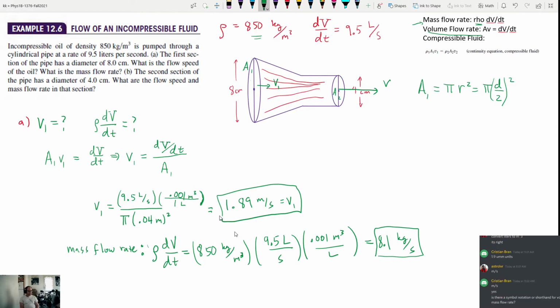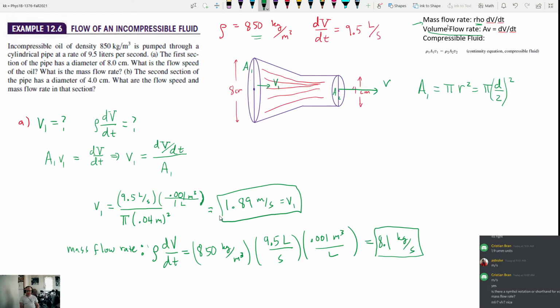You don't have any questions about that? Christian, I don't know. You can come up with your own if you want to. Like volume flow rate, you could put like VFR. Mass flow rate could be MFR. Yeah. I don't know if there's a symbol. Yeah, whatever you want to do.